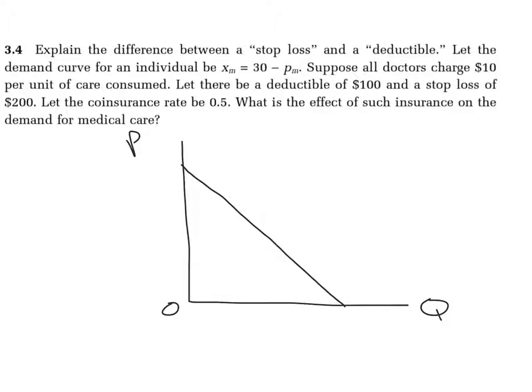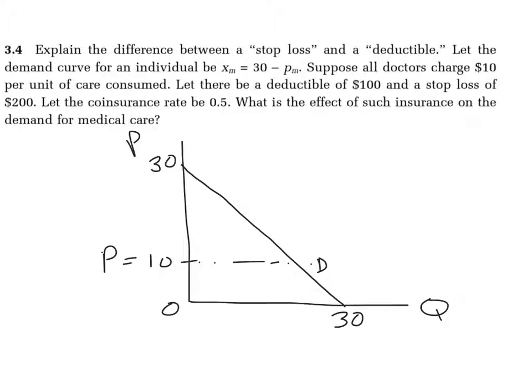All right, so P equals 30 minus Q, or Q equals 30 minus P. Those are both the same. The demand and the inverse demand look pretty similar. So we've got a y-intercept at 30, an x-intercept at 30. That's the demand curve without any deductible or copay factored in. So what else do we know? We know that we've got just $10 a unit of a constant price.